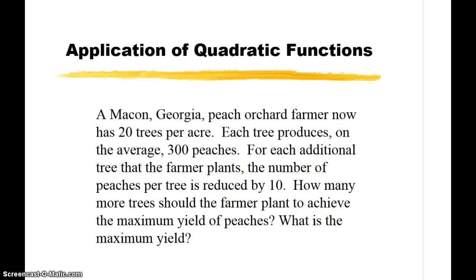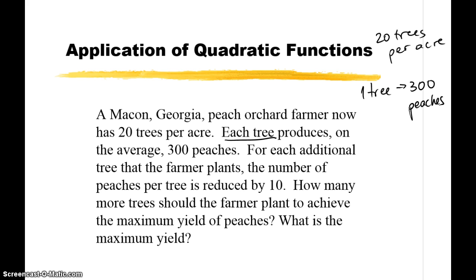Why don't we take a look at another application of quadratic functions, this word problem that we have here. So we have this peach orchard farmer who now has 20 trees per acre. It says each tree produces on the average 300 peaches. So one tree gives us 300 peaches. Okay, and he currently has 20 trees per acre.